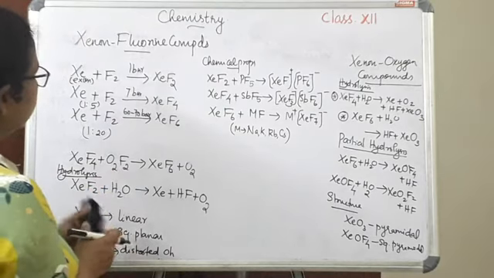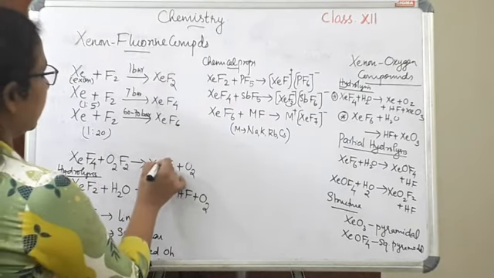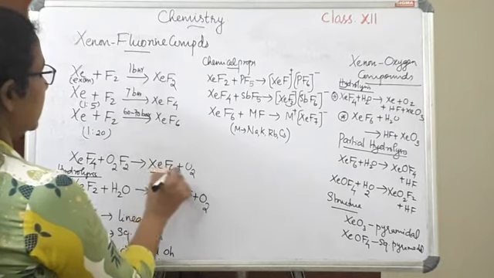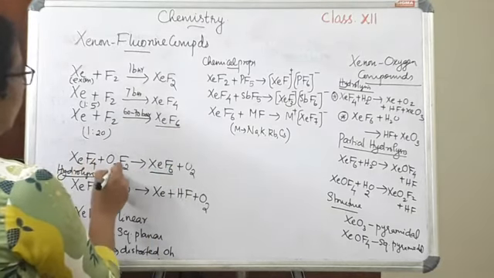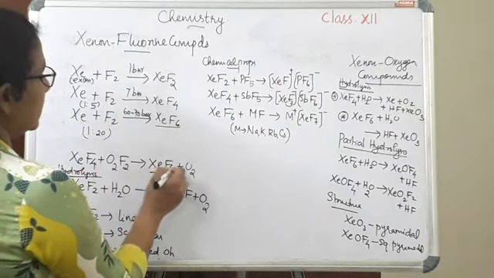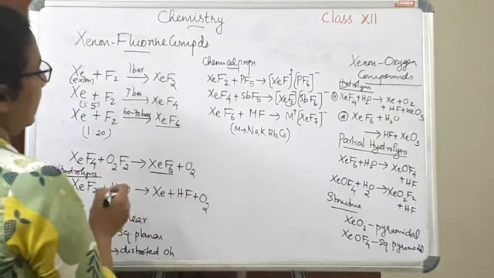Now let's see another preparation of XeF6. So XeF6 can be prepared in two ways. The second method is XeF4 plus O2F2. We will get XeF6 and O2.